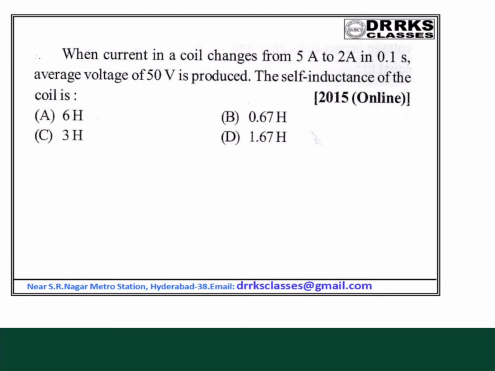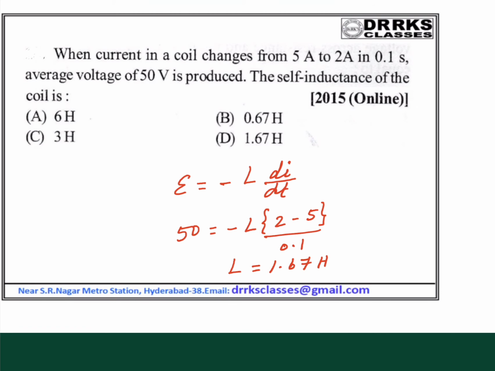Look at this. When current in a coil changes from 5 ampere to 2 ampere in 0.1 second, the average voltage developed across the inductor is 50 volts. What is the self-inductance of the coil? This is a question given in online mode 2015. It is a straightforward formula oriented problem. That is, we know that EMF E is equal to minus L di by dt, and substitute the initial current, final current, time, you will get L value as 1.67 Henry.